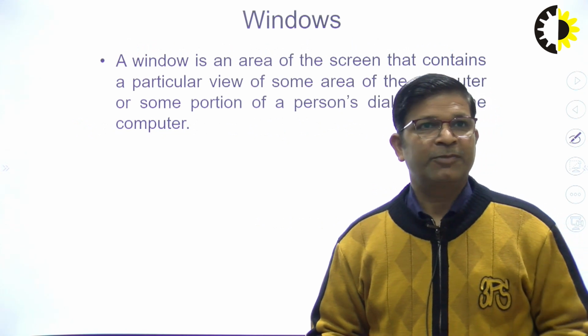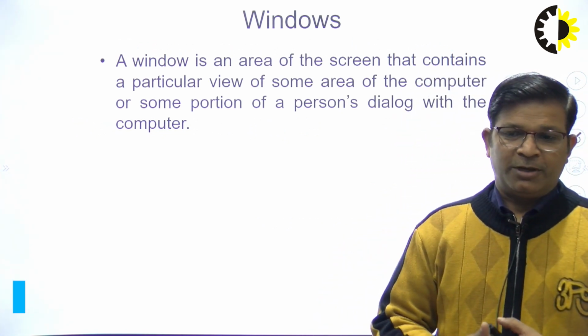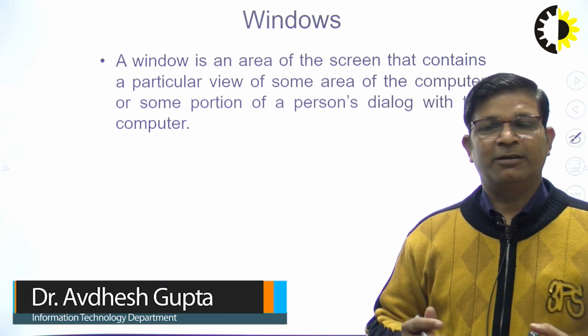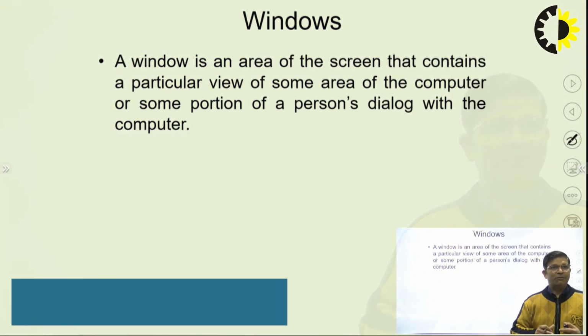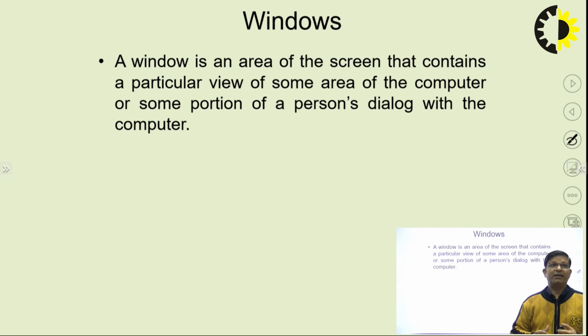In this lecture we will discuss good design principles about user interface or window design principles. So what is a window? All of us know that a screen full image or a screen full display is called a window. A window is an area of the screen that contains a particular view at a particular time of some area of the computer, or some portion of a person's dialogue with the computer.